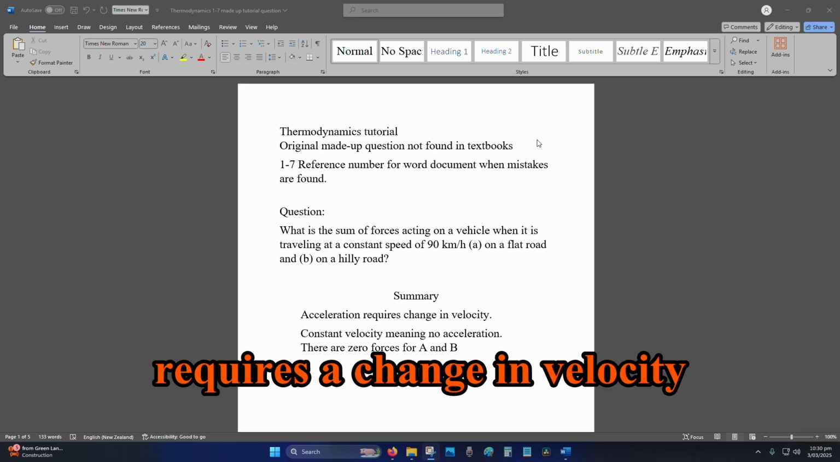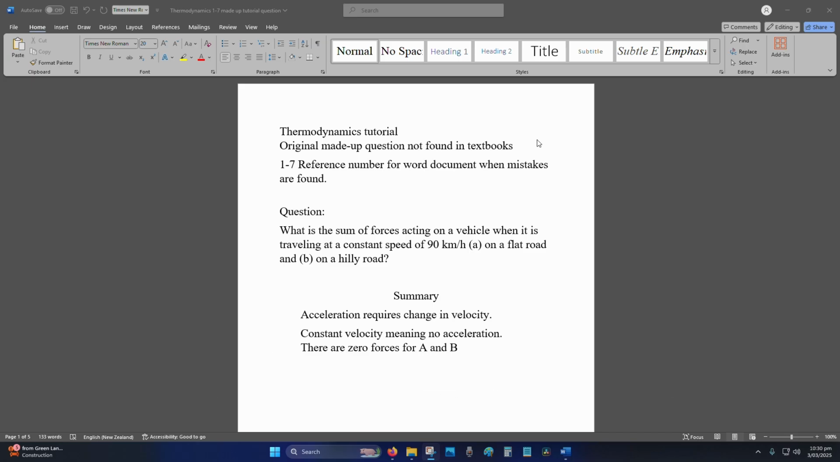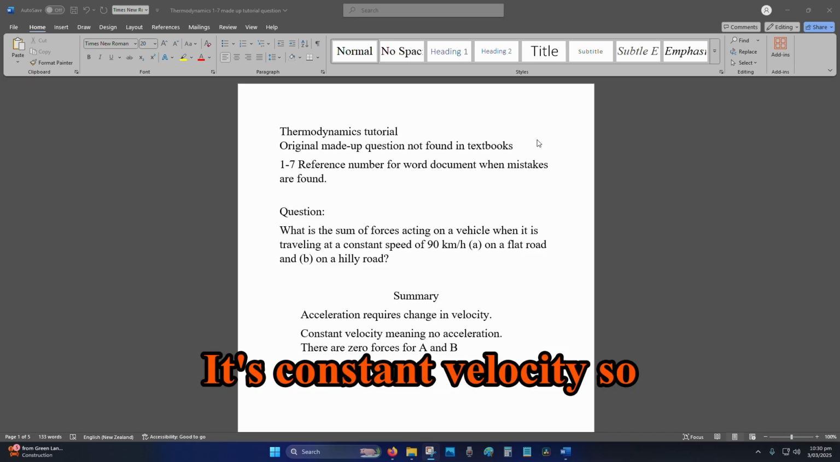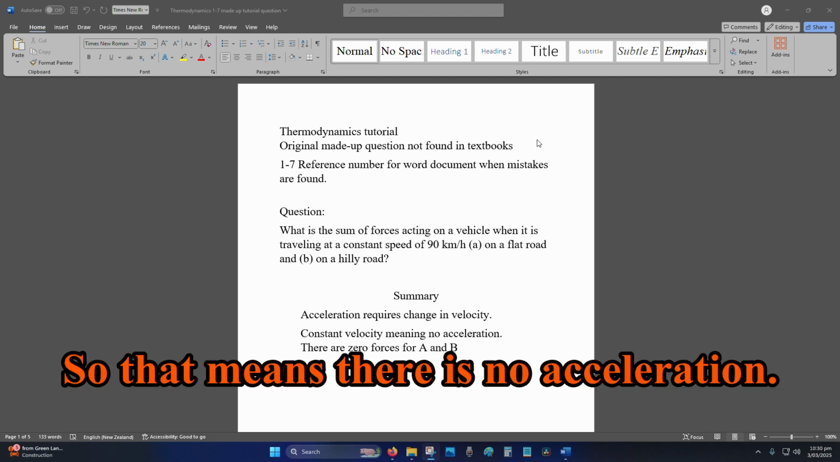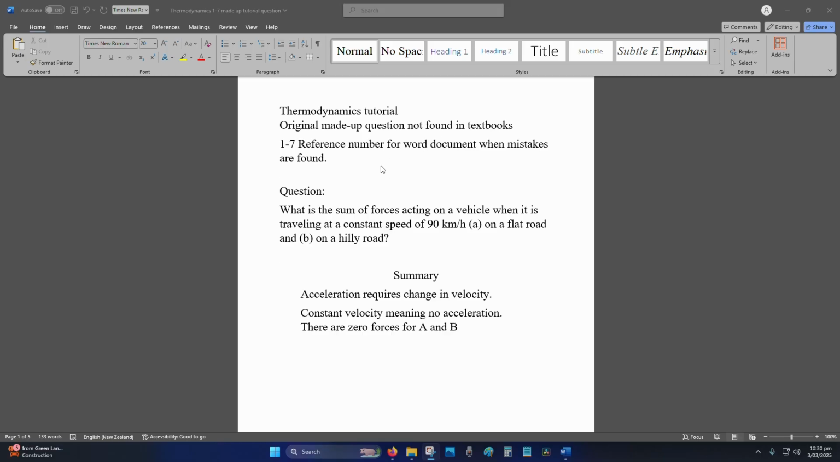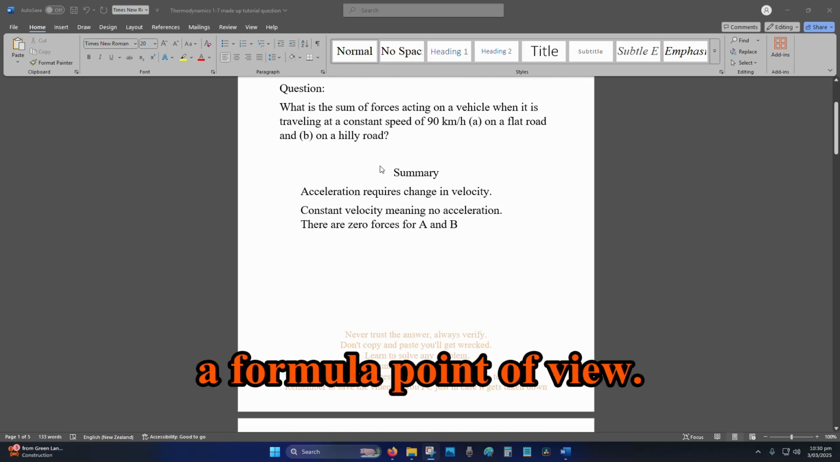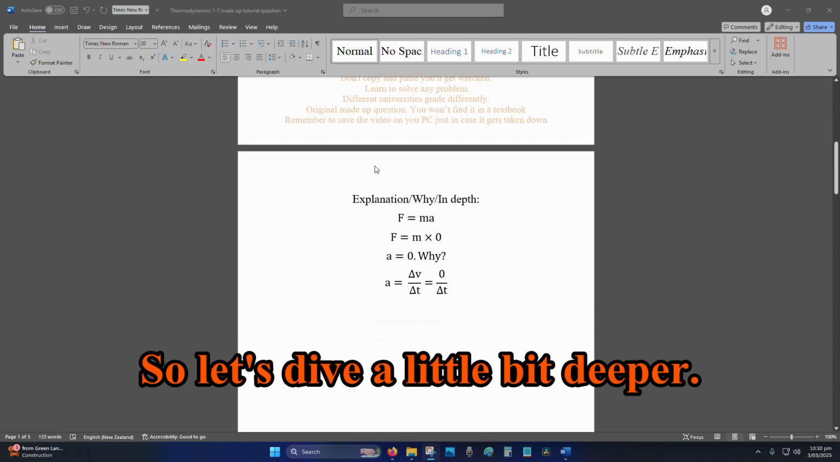Acceleration requires a change in velocity over time. It's constant velocity, so there is no change in velocity. So that means there is no acceleration. We can look at it from a formula point of view. So let's dive a little bit deeper.